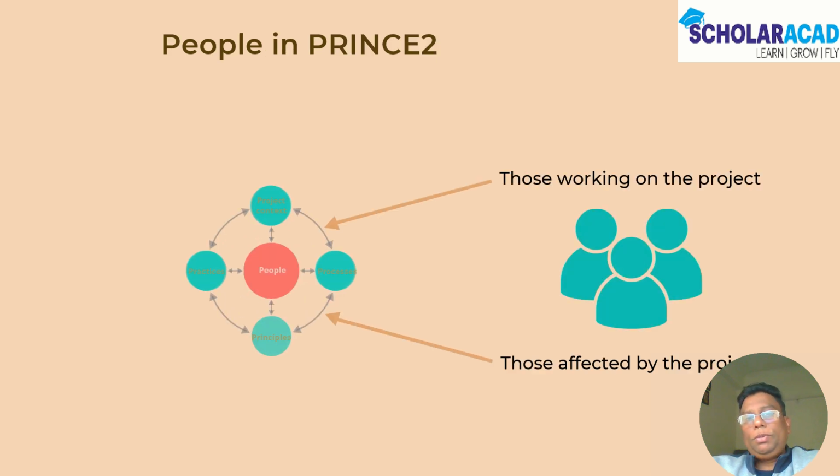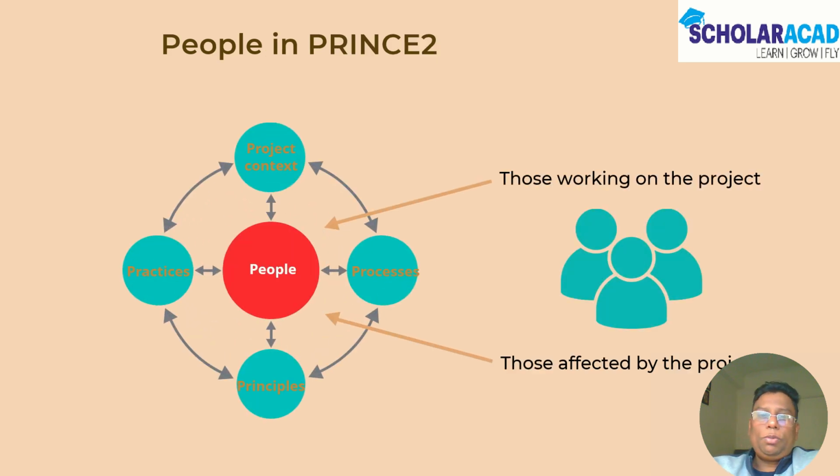Now when we talk about the people part, which is the central and key component, any project which you run always runs with people. So people are really important. We always need to be aware of how stakeholder management works, both those who are working on the project and those who are going to be affected by it. They will understand and connect with the people component of Prince2.